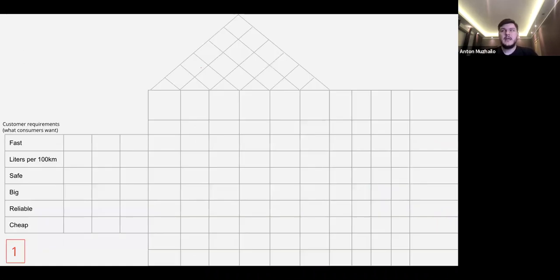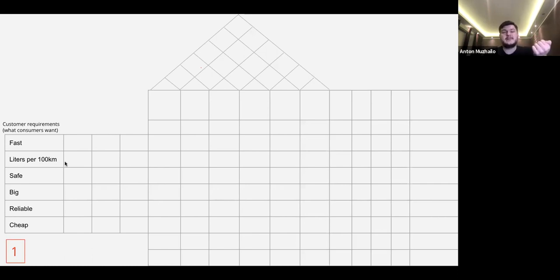So just imagine you're designing your own car, right? You want to create your own car. What would you consider, what will be your customer requirements? What does the market want? The market wants the car to be fast, right? So number one is fast.